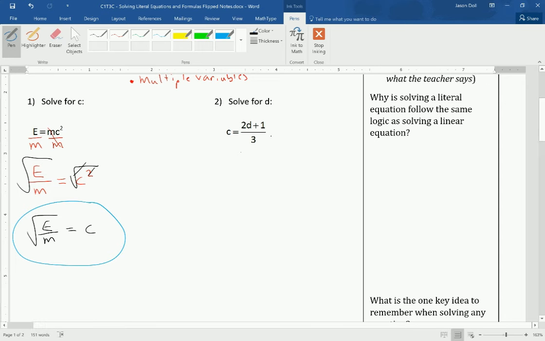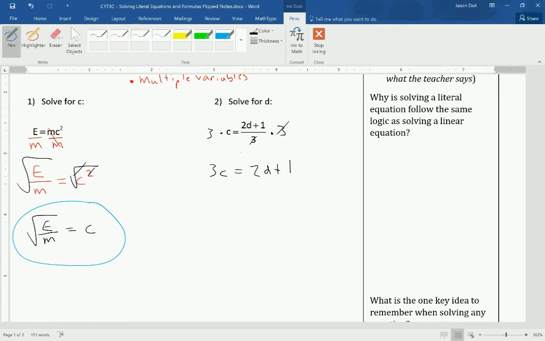The easiest way to get rid of a denominator, which is division, is to multiply. We multiply by 3 on each side, and that cancels out the denominator, so I have 3c equal to 2d plus 1. Now, we have to get rid of the constant 1 and the coefficient 2. And if we remember, we get rid of the constant before we get rid of the coefficient.